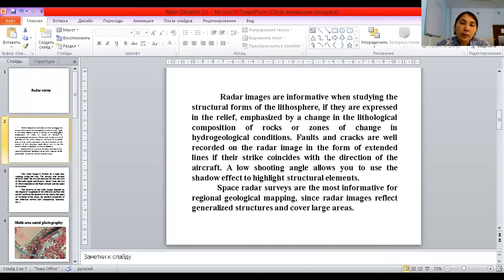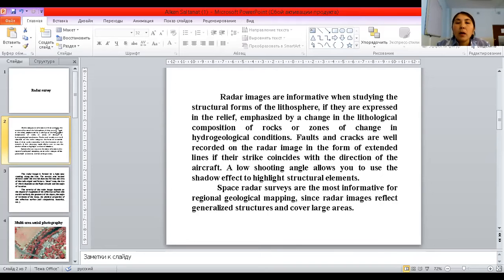On the next slide, you can see that radar images are informative for studying the structural forms of the lithosphere, if they are expressed in the relief, emphasized by a change in the lithological composition of rocks or zones of change in hydrogeological conditions. Faults and cracks are well recorded on the radar image in the form of extended lines if the strike coincides with the direction of the aircraft.